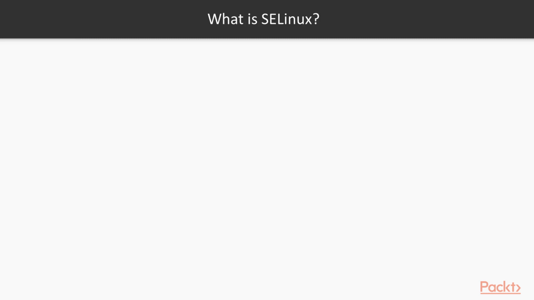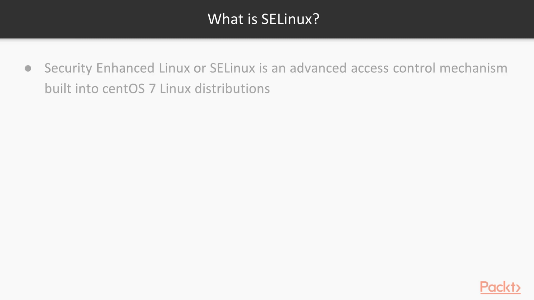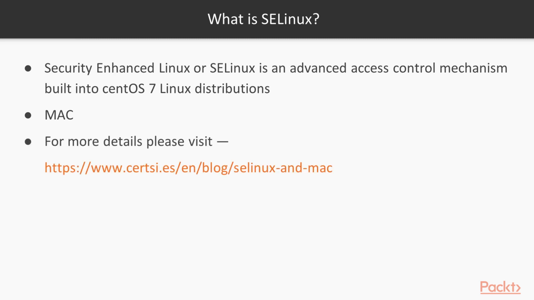So first of all, what is SELinux? SELinux is an advanced access control mechanism built into CentOS 7 Linux distributions. It was initially developed by the US National Security Agency to protect computer systems from malicious intrusion and tampering. Over time, SELinux was released in the public domain, and various distributions have since incorporated it in their source code. SELinux implements MAC, mandatory access control. For more details about the MAC, please visit the below link.